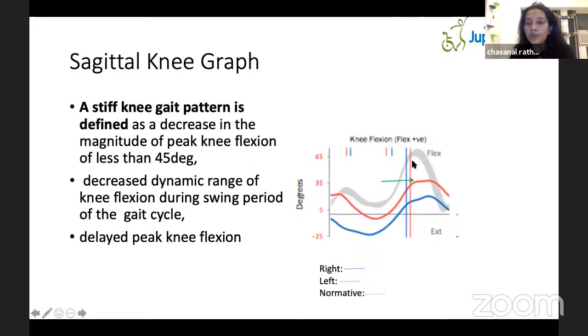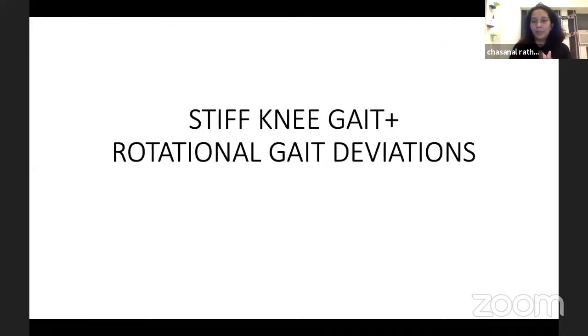So not a reduction of 50 or 40, but a significant one. Initially, some papers do talk about below 30 degrees, but most of the time it's 45 degrees which classifies the stiff knee gait. Again, if there is a delay in the peak knee flexion, that is also a stiff knee gait pattern. So a decrease and a delay classify the stiff knee gait pattern. Apart from this, clinically, the patient will have a positive prone rectus test, and on EMG, the rectus will be firing continuously. So like I said, patients usually don't come along by reading the book gait patterns.